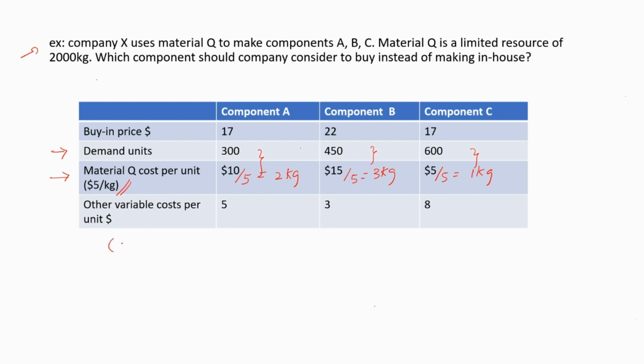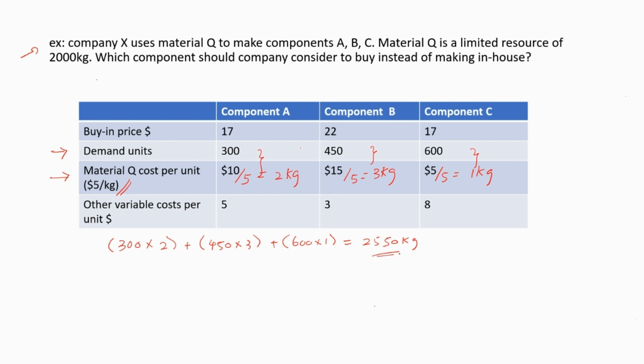So this is equal to 300. 300 is the demand for component A. 2 is the amount of kilograms needed to produce 1 unit of component A. This is for component B. This is for component C. This is equal to 2550 kilograms.